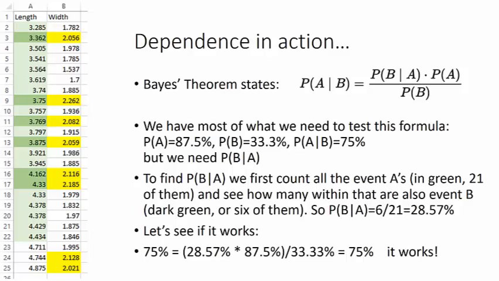So let's see if Bayes' theorem is true for our bag of potatoes. It's saying that 75%, or the probability of A given B, is equal to 28.57%, which is the probability of B given A, multiplied by the probability of A, which is 87.5%, and then the whole thing gets divided by the probability of B, which is 33 1/3%. Guess what? It does equal 75%. Bayes' theorem holds true.